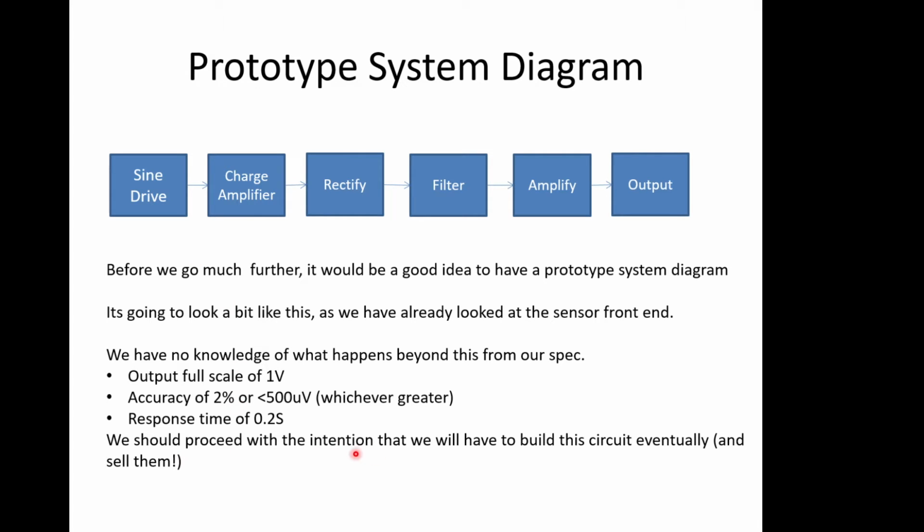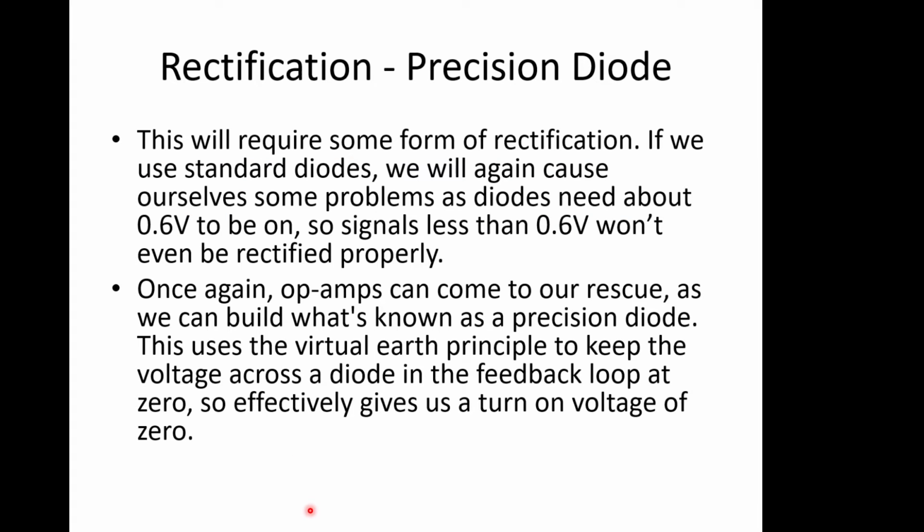So we should proceed with the intention that we'll have to build this circuit eventually, and then maybe even sell them. So we need to keep one eye on practicality as well of our systems. So rectification. The next stage in our block diagram is to rectify this somehow, because we know we've got an AC signal coming out that we need to turn into a DC.